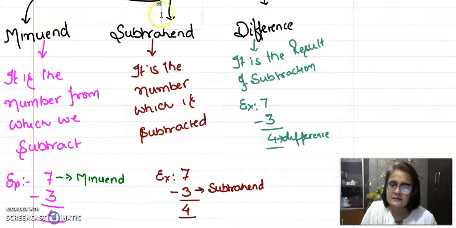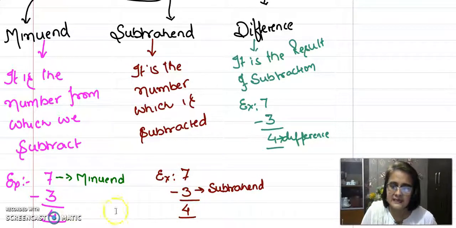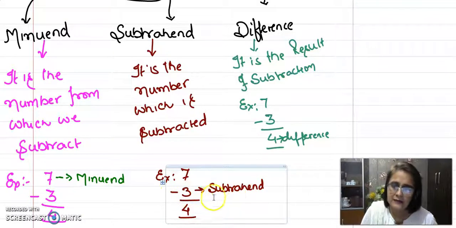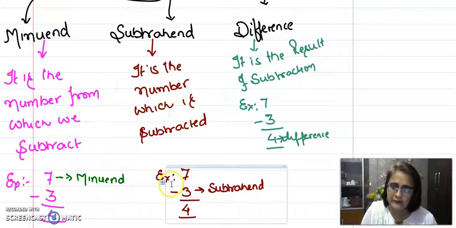Next part is subtrahend. What is subtrahend? Subtrahend is the number which is subtracted. Like, see the example. In the example, what have I done? I have subtracted 3 from 7 and I get the answer 4. Means 7 minus 3, the answer is 4. So this 3, which I have subtracted from 7, is called our subtrahend. Am I clear?